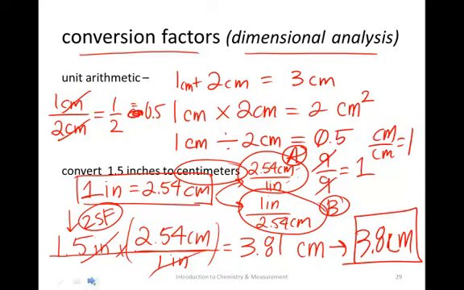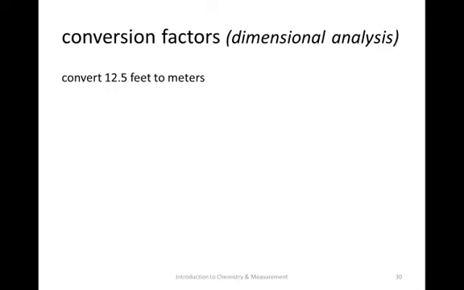Okay, so let's do another example of using conversion factors as a roadmap through units to get our final answer, which is known as dimensional analysis. Okay, I want to convert 12.5 feet to meters.